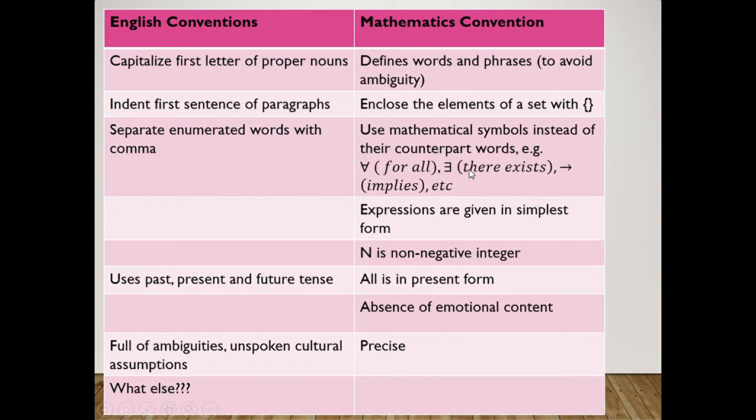Expressions are given in simplest form. N is a non-negative integer. So this N here is a natural number. But the question is, is 1 an example of a natural number?